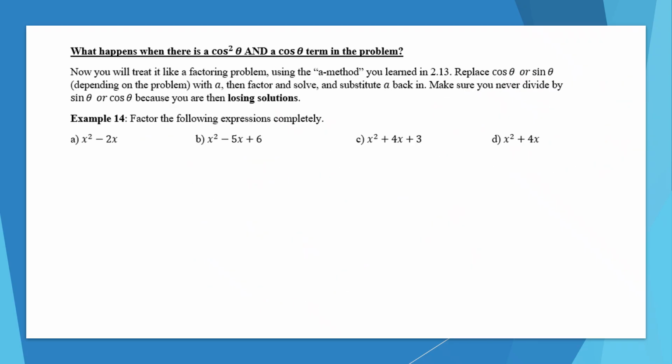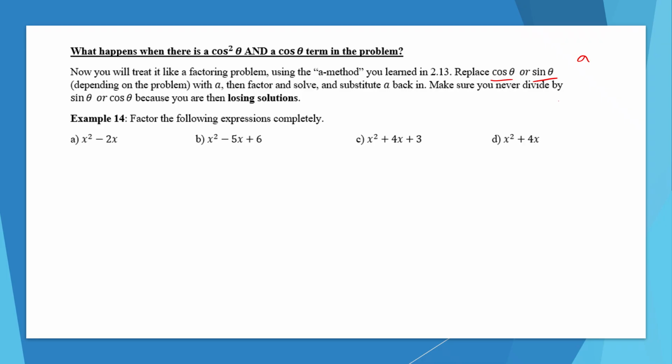All right, now what happens if there's a cosine squared and a cosine term in the problem? We are now going to treat it kind of like a factoring problem, very similar to the A method problem that we learned in 2.13, where we use the A to replace a log or an exponential function. We're going to do the same thing here, but replace sine or cosine theta with the letter A. Depending on the problem, we're going to factor and then solve and then substitute that cosine theta or sine of theta back in. Make sure you never divide by sine or cosine because then you're losing solutions.